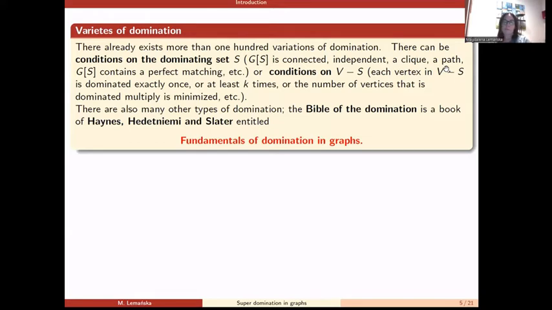The first and most famous book where these problems of domination were described, something like a Bible of Domination, is the book of Teresa Haynes, Stephen Hedetniemi, and Peter Slater, entitled Fundamentals of Domination in Graphs.